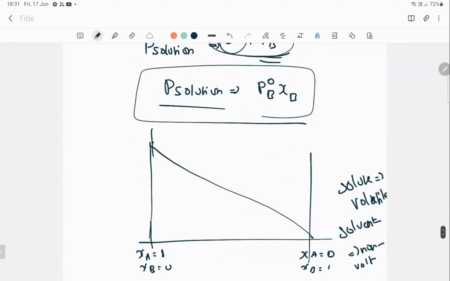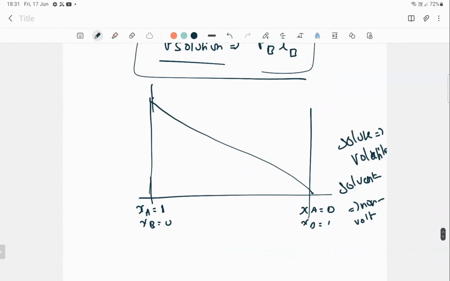Solunga. Time acha. Enakku puriyudhu. Time acha. Or problem solve pandringla. Problem solve pandringla.